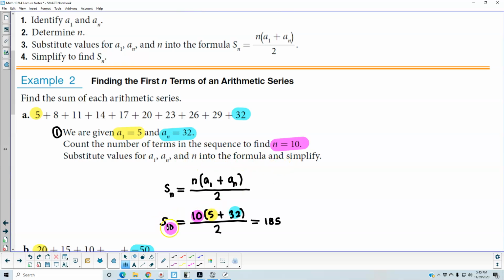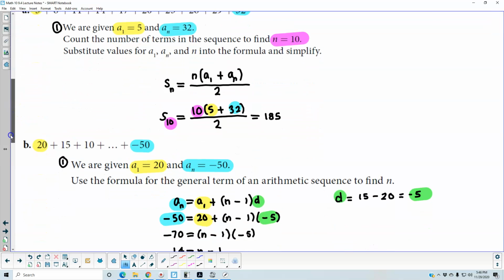So we have S subscript 10. We know that n is 10. We know a subscript 1 is 5. A subscript n, which is the last term, is 32, and then divide that by 2. So 5 plus 32 is 37, times 10 is 370, and then divided by 2 is 185. So the sum of the first 10 terms of the sequence is equal to 185.